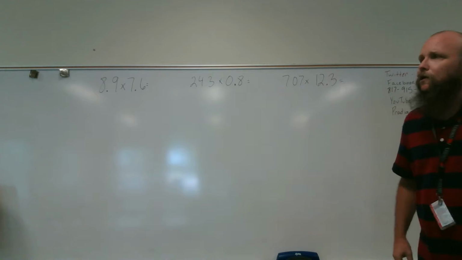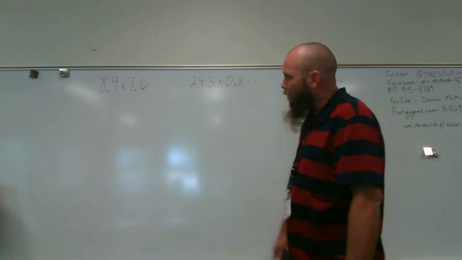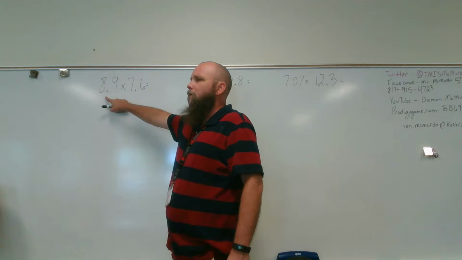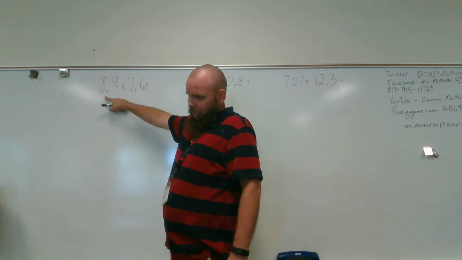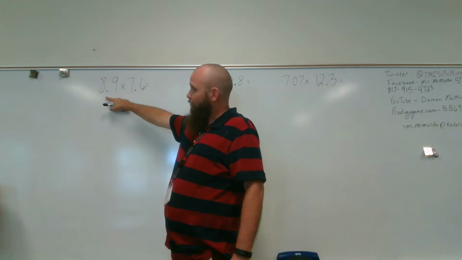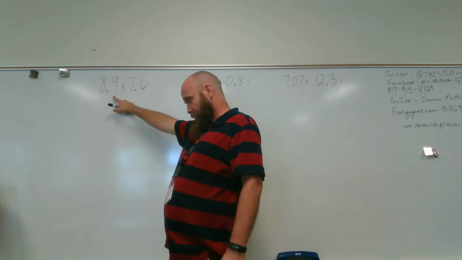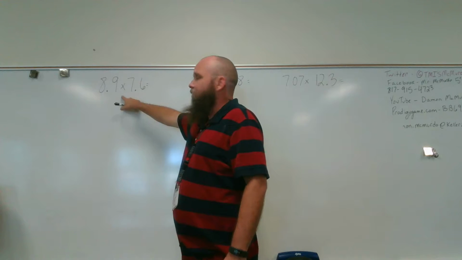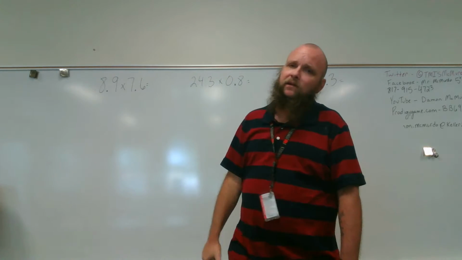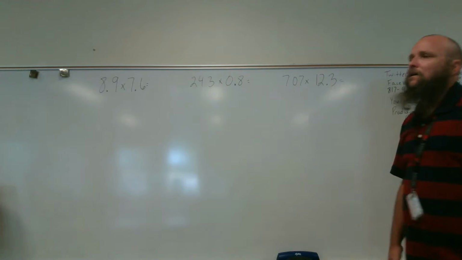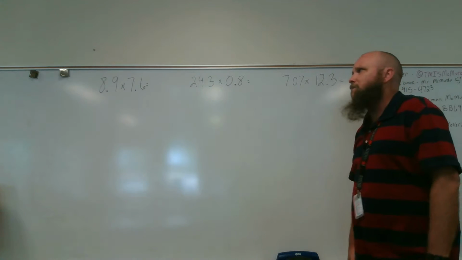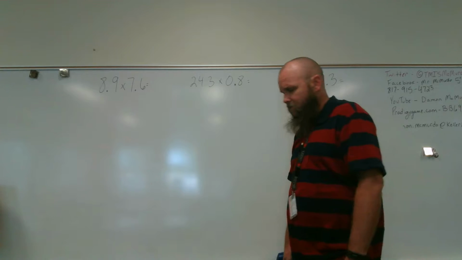All right, so today we're going to start with... how do you say this number, Rhett? 8.9. No, not point. Sorry. 8 and 9 tenths times 7 and 6 tenths. All right, good. 8 and 9 tenths multiplied by 7 and 6 tenths.